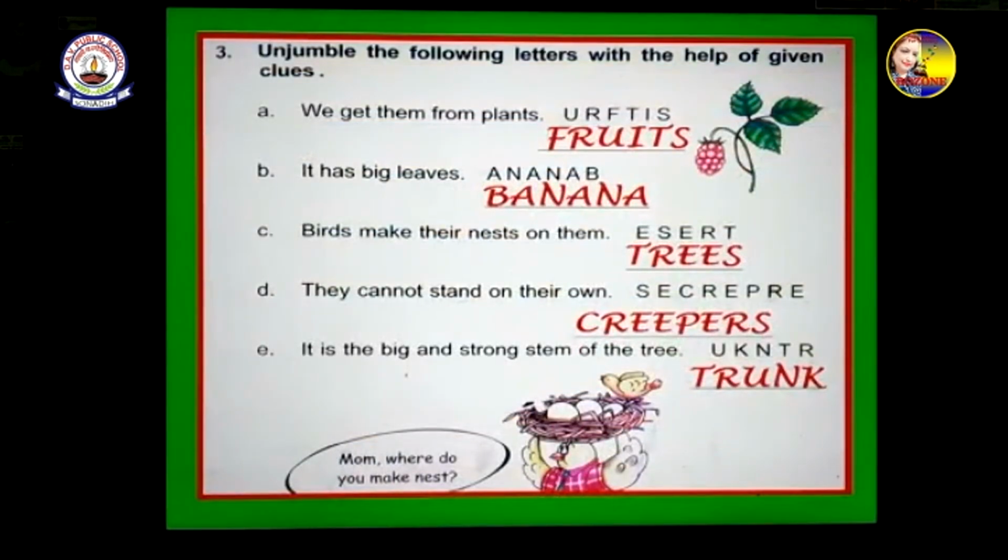Question number 3. Unjumble the following letters with the help of given clues. These are the clues given for you and you have to unjumble this. This is in a jumbled way. You have to make it right and put it.